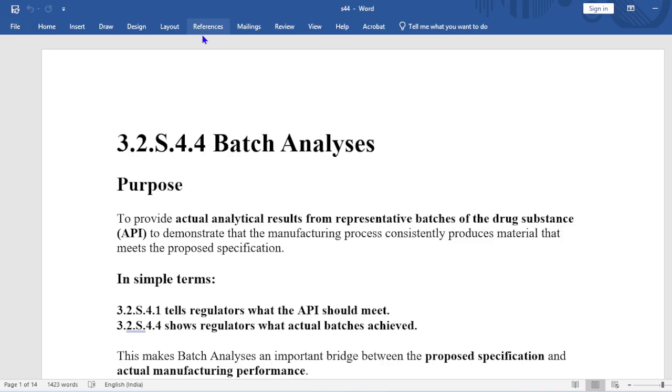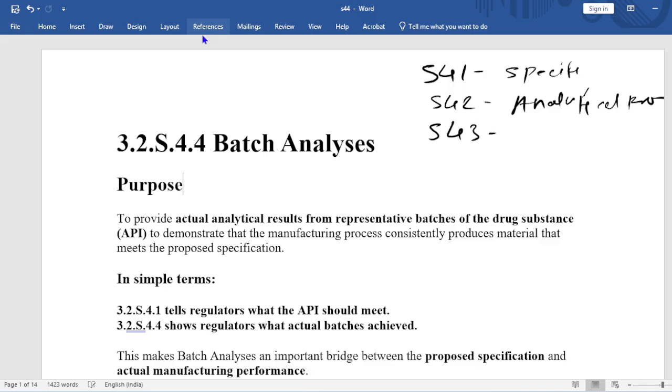Just to recap very briefly, we'll talk about which sections we have seen and how they are relevant to 3.2.S.4.4. We have talked about 3.2.S.4.1, which is the specification. Then 3.2.S.4.2, which was the analytical procedure. Then 3.2.S.4.3, which is the validation of analytical procedure. And today's topic will be 3.2.S.4.4, which is batch analysis.